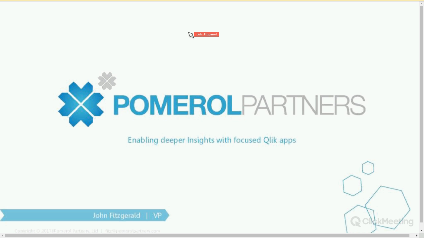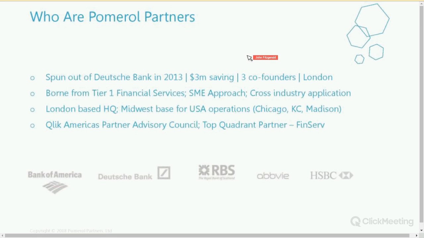Today, we're going to talk to you about deeper insights for SAP core infrastructure data. Pomerol Partners was actually founded in London in 2013, founded by a number of members of Deutsche Bank. Strong history in the Tier 1 financial services arena. Came to the US about a year and a half ago, and we've rapidly expanded multiple offices in the US. We're also part of the Qlik Advisories Council, and we're one of their top partners for financial services.